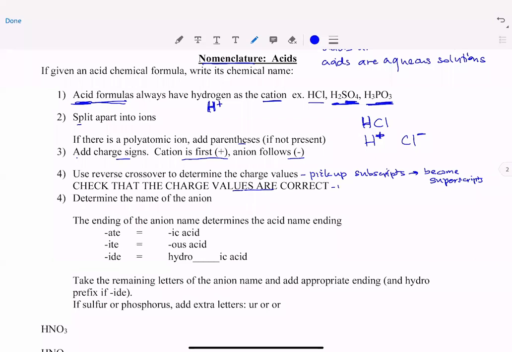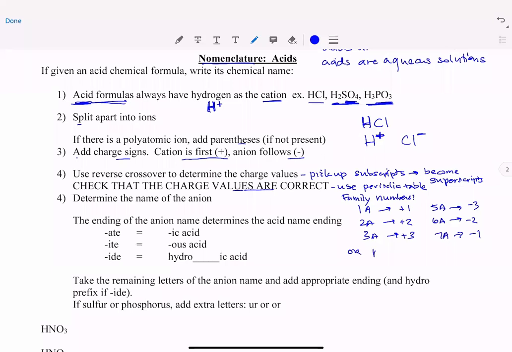So you just check that these charge values are correct. How do you check that? This is where you use the periodic table family numbers. Remember, if you're in family 1A, it should be a +1 charge. 2A should be a +2 charge. And 3A should be a +3 charge. Then you have 5A, 6A, and 7A. So 5A should be a -3 charge, 6A should be a -2 charge, and 7A should be a -1 charge. Or you're going to use the polyatomic ions list. And it should be the correct chemical formula with charge.